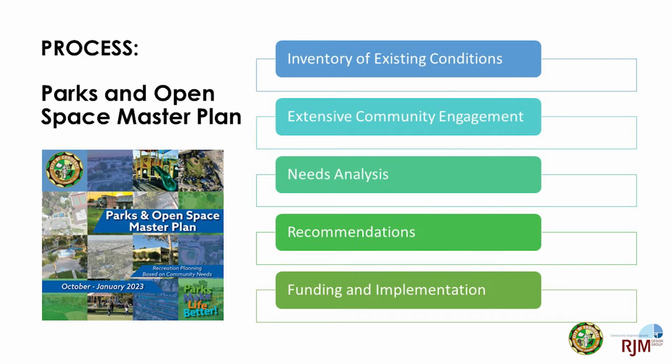The process is broken into 5 steps. First, an inventory of the existing conditions, and then the most important part, an extensive community engagement. Following those 2 steps, then we'll move into the needs analysis, where we look at the balancing of the existing information as well as what the community's needs and wants are. Then we develop the recommendations and then funding and implementation sections.